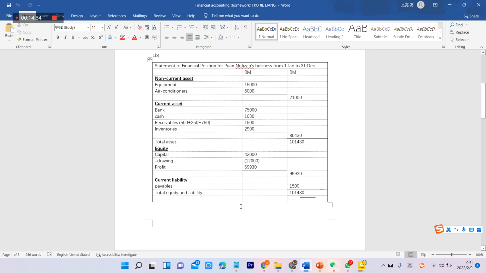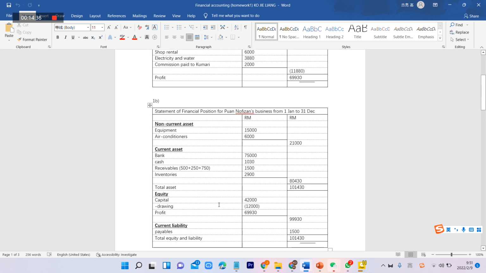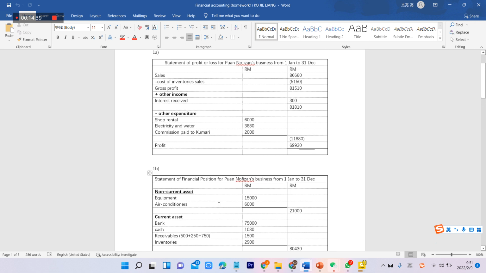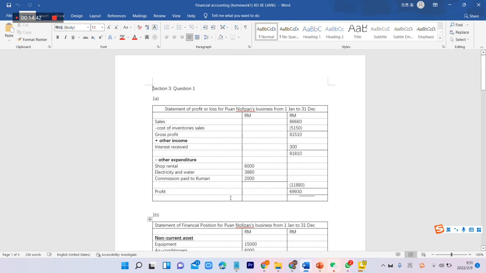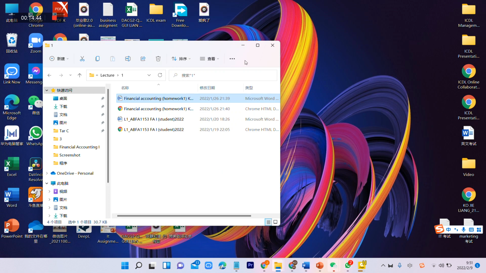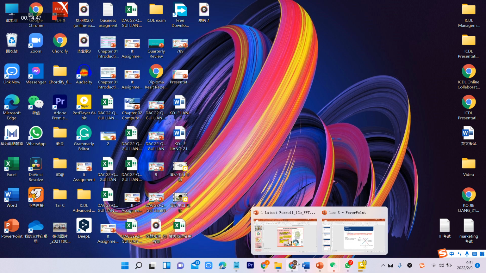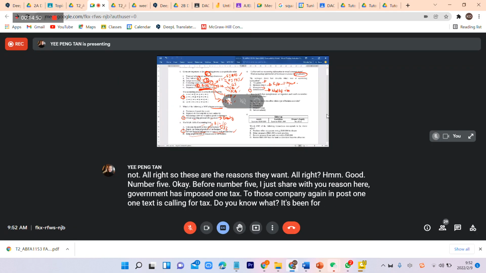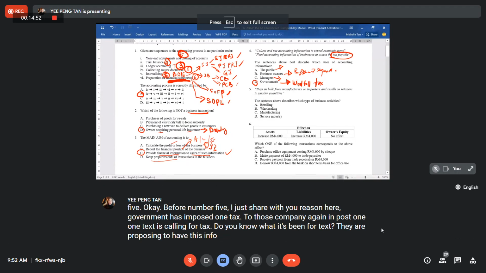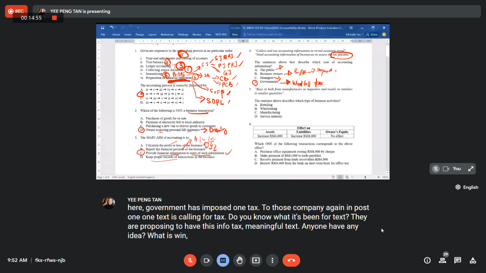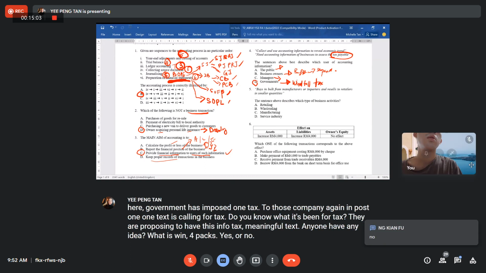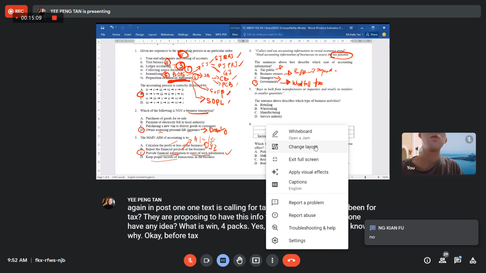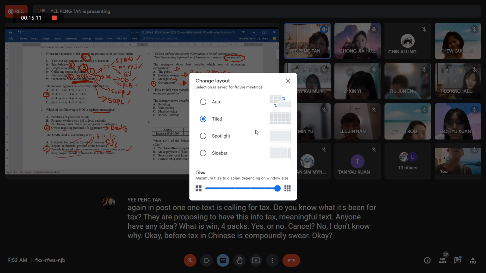Good. Number 5. Before number 5, I just want to share with you. Recently, government has imposed one tax on those companies. This tax is called windfall tax. Do you know what is windfall tax? They are proposing to have this windfall tax. Anyone have any idea what windfall tax is? Don't know? Okay, windfall tax in Chinese is called 暴利税.